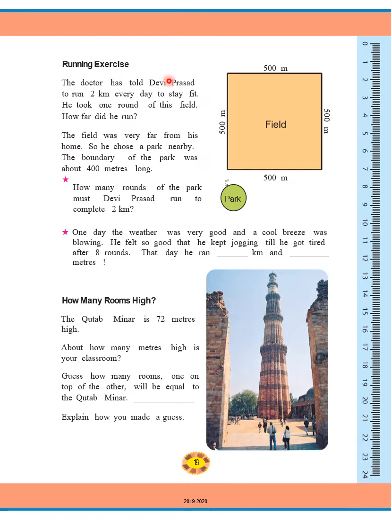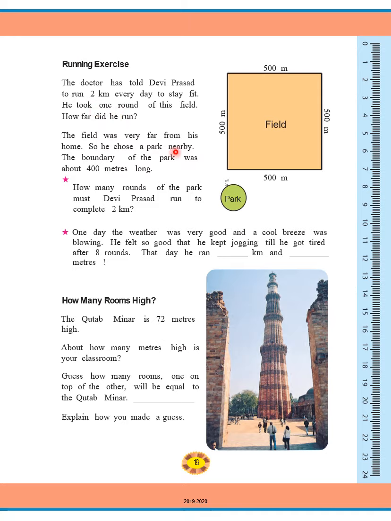Now here in this page we can see running exercise. The doctor has told Devi Prasad to run 2 kilometers every day to stay fit. He took one round of this field. How far did he run? So we have to check it. This is also called the boundary or the perimeter. So if we add all these sides, 500 meter plus 500 meter plus 500 meter plus 500 meter, it will be equal to 2000 meters, and 2000 meters will make 2 kilometers.